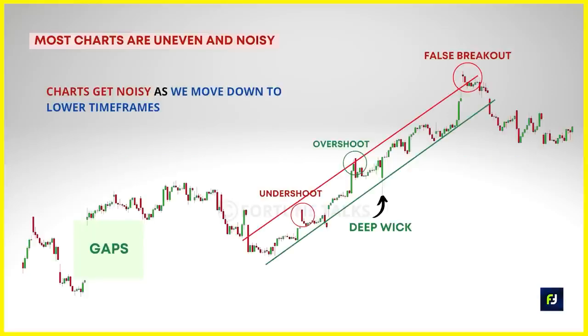Number 1, most charts are uneven and noisy. Most stock and index charts consist of deep wicks, price gaps, false breakouts, overshoots and undershoots, all resulting in making the pattern determination a hard task. This is particularly true when we move to the lower time frames.